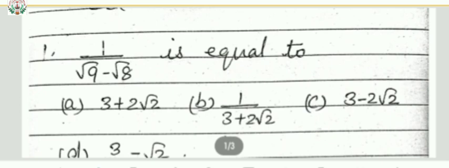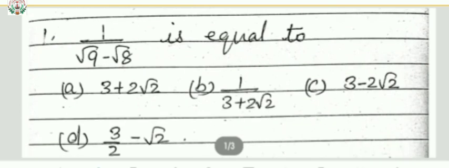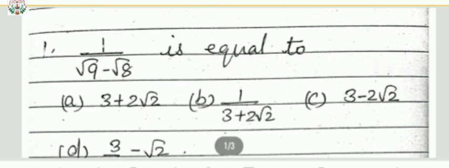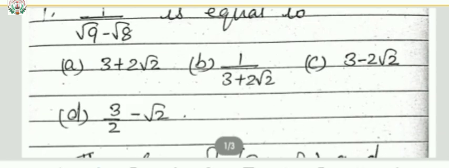Okay, so on rationalizing the denominator you will get root 9 plus root 8 in the numerator, and in the denominator you will have 9 minus 8. 9 minus 8 means 1. So the numerator will be root 9 plus root 8. Root 9 is a perfect square, so out of the square root we will get only 3. So 3 plus 2 root 2. So which one is the correct answer out of the 4?